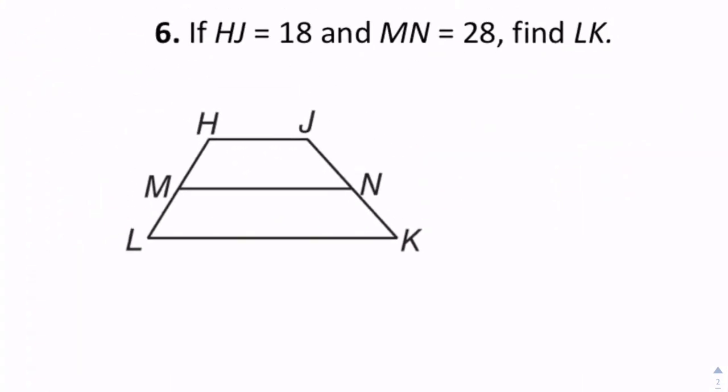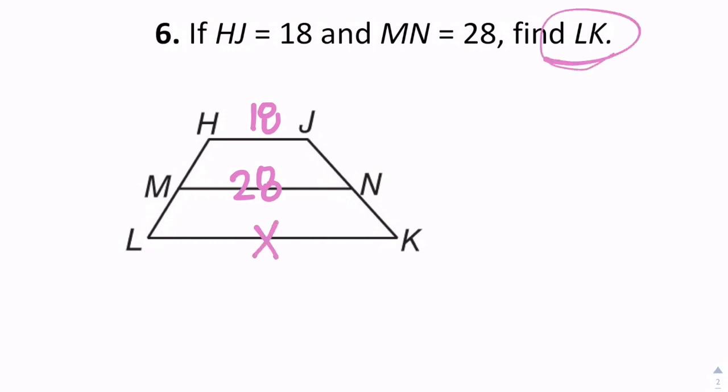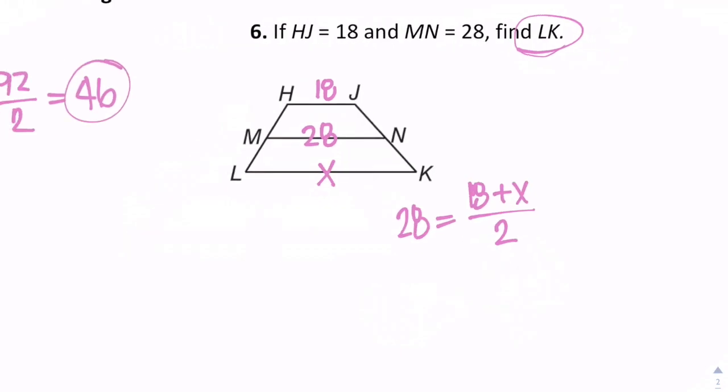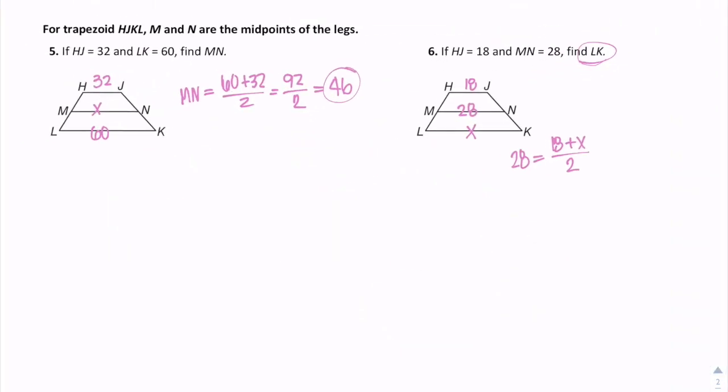Very similar in number 6. The only thing in number 6 is you're given 18, and you're given this is 28, so you have to be careful and make sure you're reading. You're finding LK. Meaning we know what the midpoint is, right? So we're not trying to find the midpoint. We're trying to find what one of the bases is that you are adding to find the midpoint. You can solve for x there.